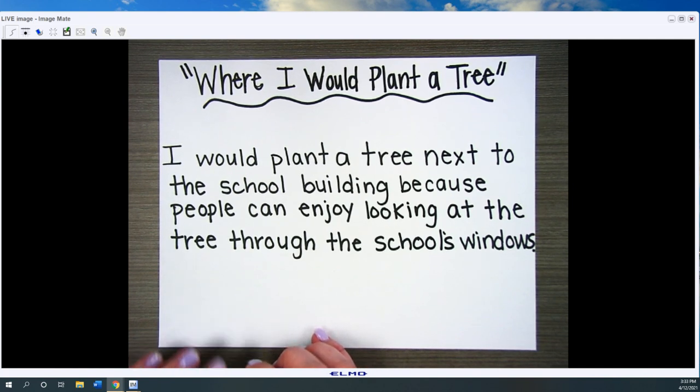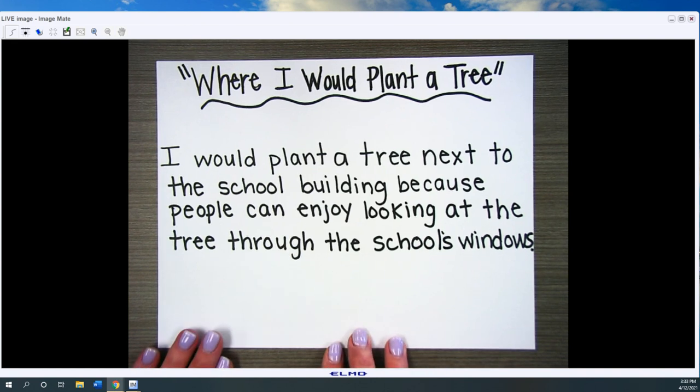Okay, so we are going to read and analyze this one together as a class to better understand what to include in an opinion writing. Remember, an opinion is what you think about something, and a reason is why you have that opinion.